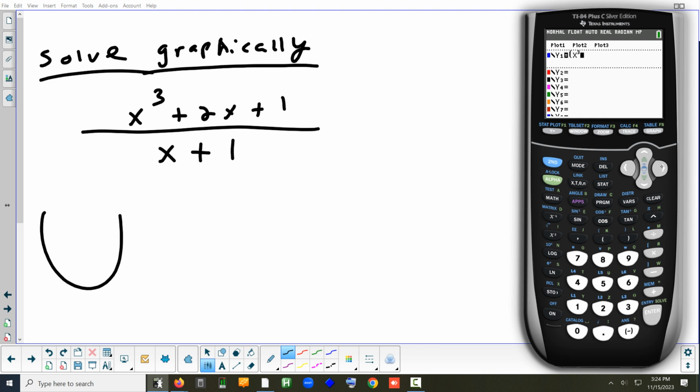So x cubed plus 2x plus 1. We're going to divide by x plus 1. I'm going to start with zoom 6, and I'm going to see how it looks. I also need to set this equal to something. I'll set it equal to a number in a minute. But first of all, are you seeing a parabola shape here? No. Not the whole shape. I'm seeing part of it. The other part must continue somewhere.